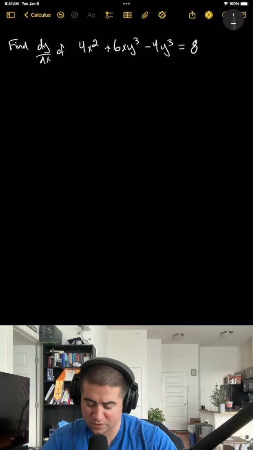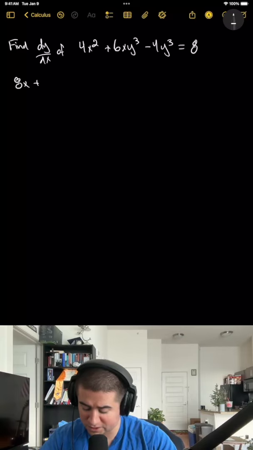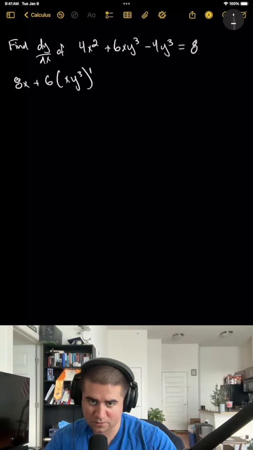So the first term obviously is 4x squared. We take the derivative of that, and that's just gonna be 8x. And over here, before we actually do the differentiation, I'm just gonna go ahead and write them. We just factor out that x, and then xy cubed, and then we're just gonna put a prime there. And then we have the derivative of minus 4y cubed. So this is the part where I say you have to multiply by dy/dx.